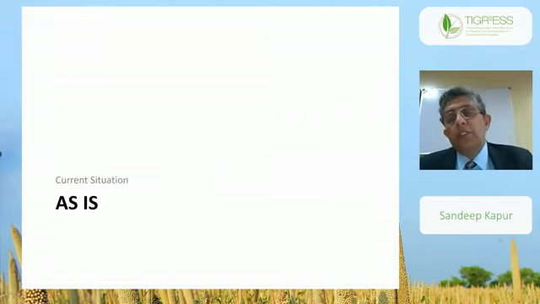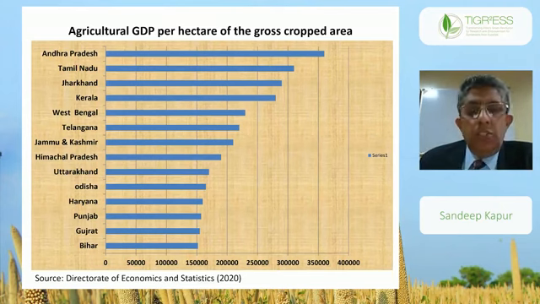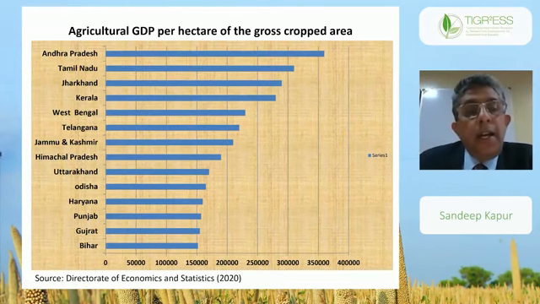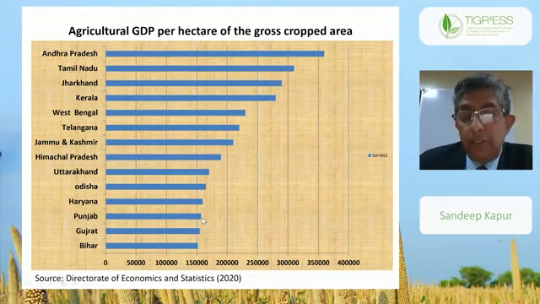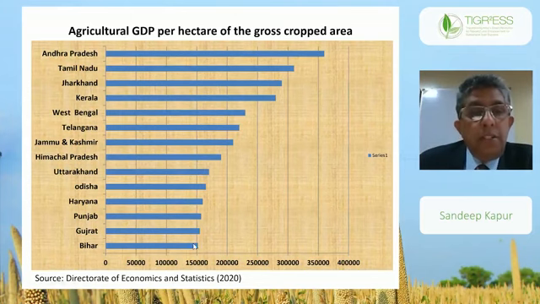So the first thing we are going to discuss is the situation. This particular slide shares with you the agriculture GDP per hectare of gross cropped area. The highest is Andhra Pradesh, which is able to get about 350,000 rupees, a little more than that, as compared to Punjab, which is about 150,000 rupees per hectare. So Punjab is falling way behind, approximately number 12. So we need to improve the productivity or GDP per hectare.